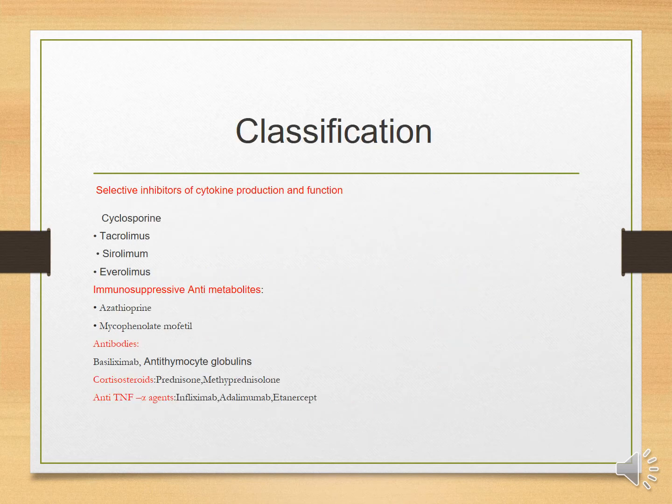Let's have a look at the classification. You should learn classifications from Sir Said's notes. Selective inhibitors of cytokine production function such as Cyclosporine, Tacrolimus, Sirolimus, Everolimus. Then comes immunosuppressive antimetabolites. Then comes antibodies, corticosteroids, and anti-TNF alpha agents.